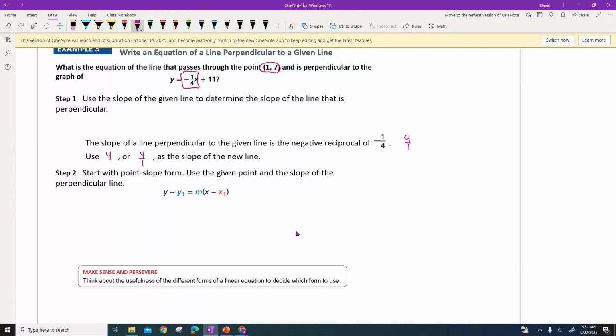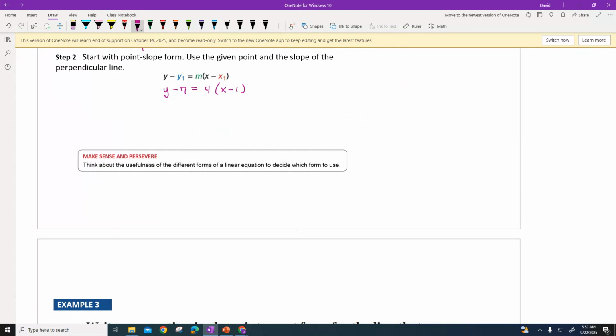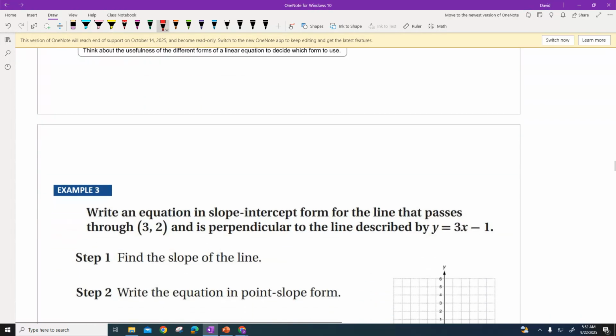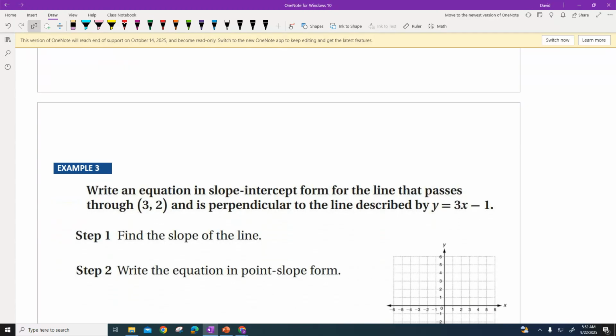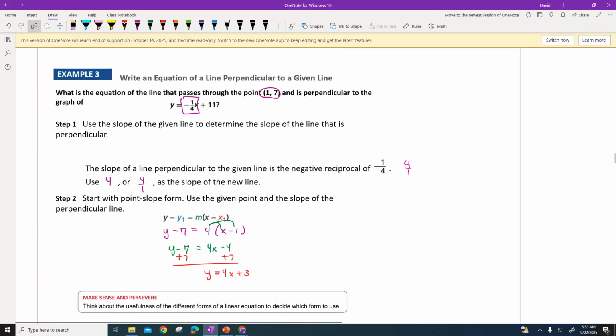Now they want it to go through 1, 7, so we're going to put those numbers in the right place. I'm just going to use 4. And there it is in point slope form using that point. And let's get it into slope intercept form. Two steps, always. Now let's see if they have some graph paper for us to check. They don't. Was that example 3?